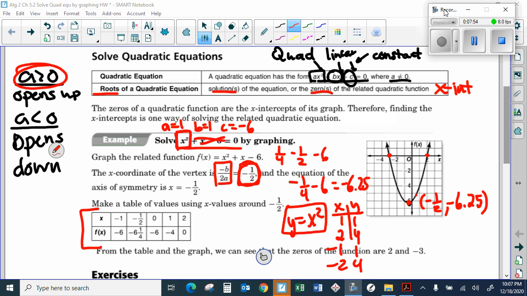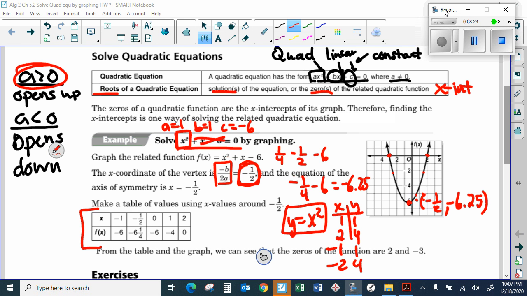So if I go right 2, 1, 2, now I'm going up 4. 1, 2, 3, 4 right there. And left 2, 1, 2, up 4 right there. So you see I am getting the general shape of the graph. It's landing right on this right here.